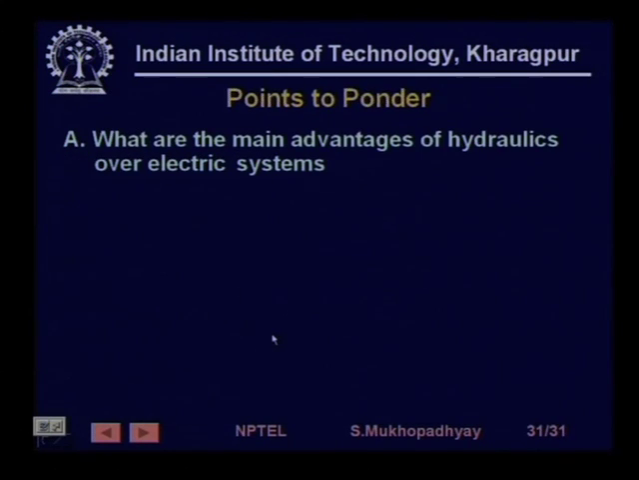You may ponder what are the main advantages of hydraulics over electric systems. There are some advantages I have already told. The major advantage of hydraulic systems is that they can handle much more power using much smaller sizes. Therefore, they are of prime importance and used in aerospace. We will discuss this in the next lesson.